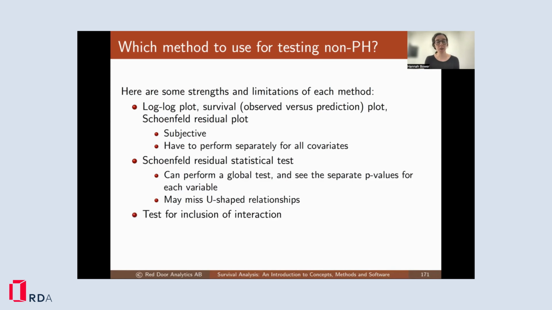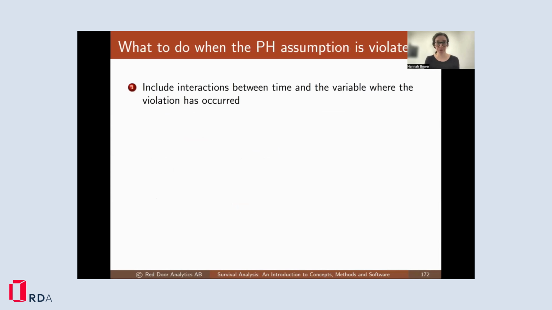And then the test for inclusion of the interaction, well, you have to perform this for all covariates. In the previous slide, I only performed this for the grade variable because at this point we already sort of knew that this one might not be a reasonable covariate to have proportional hazards assumption for. So you do have to perform tests for all of the covariates in the model.